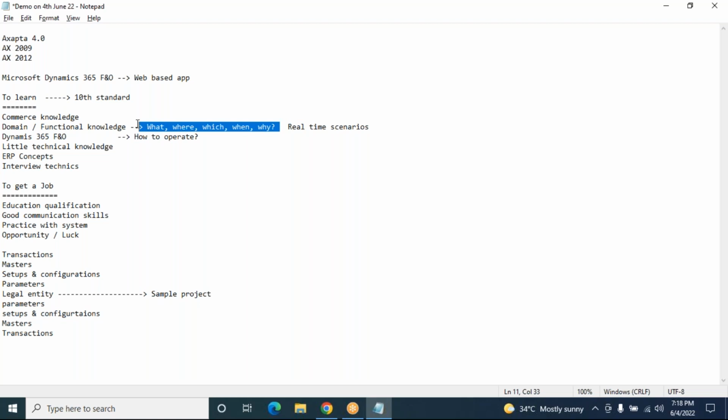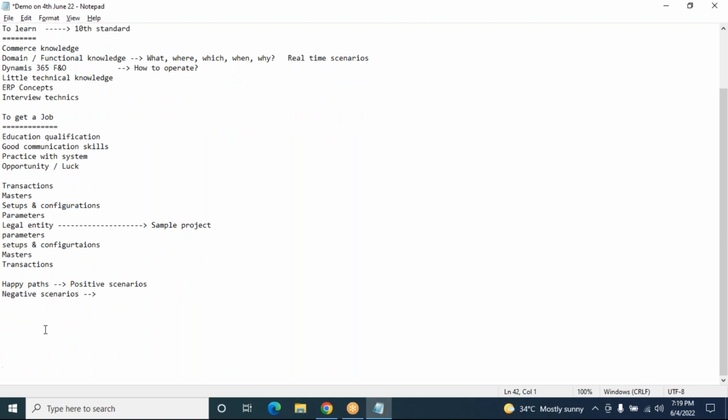Real-time scenarios. Then I will teach happy paths. Happy paths means positive scenarios. Next, negative scenarios. Negative scenarios means do mistakes, understand what the mistake is and what the correction is. That is most important: do some mistakes and correct them.